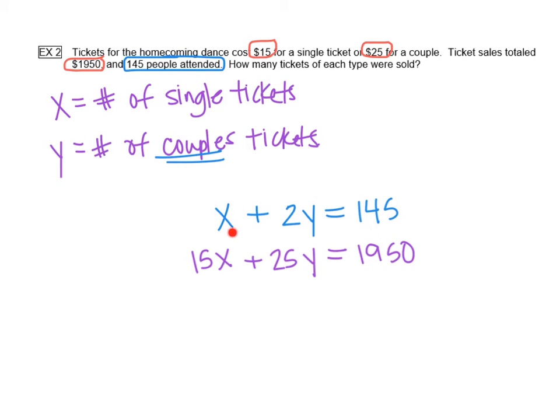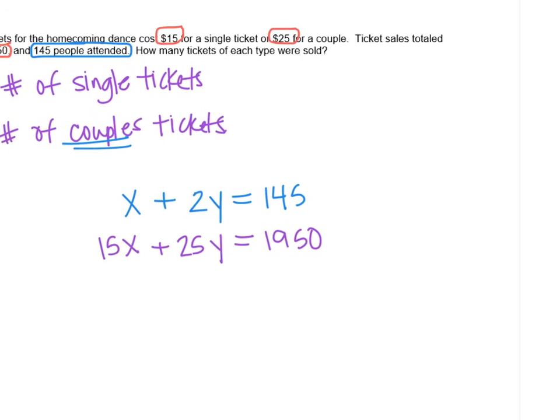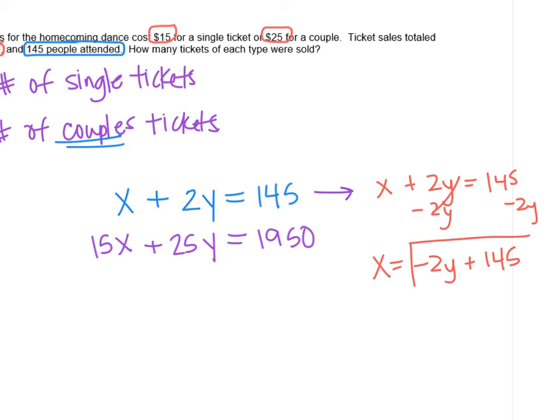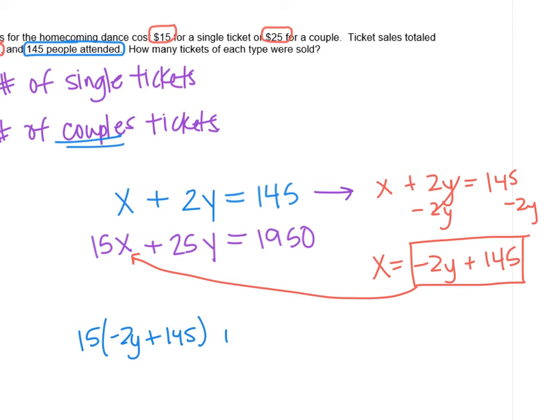I see this X right here. It's a lonely X all by itself. Substitution actually will work quite nicely anytime you have a lonely variable. So I have X plus 2Y equals 145. I'm just going to subtract the 2Y. So I have X equals negative 2Y plus 145. So X equals this. So what can I do with this? Plug it into the X of the other equation. So 15 times negative 2Y plus 145, plus 25Y equals 1950.